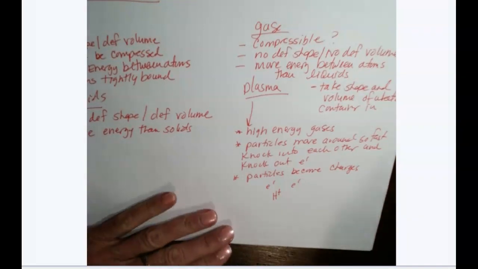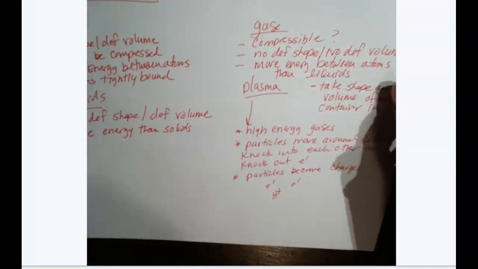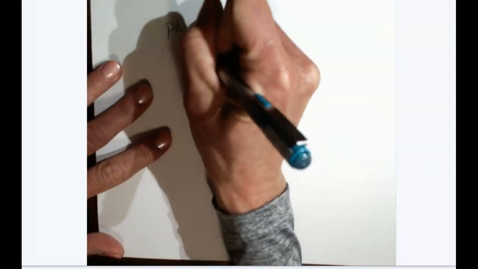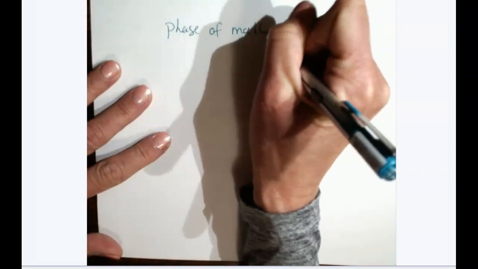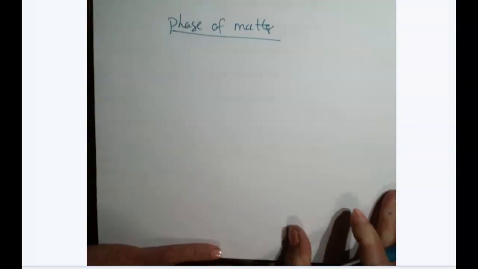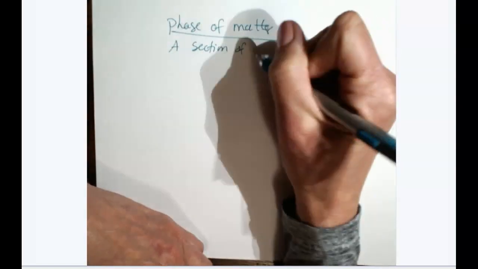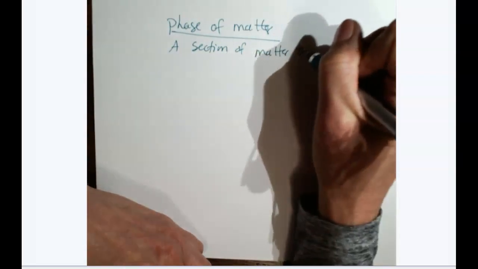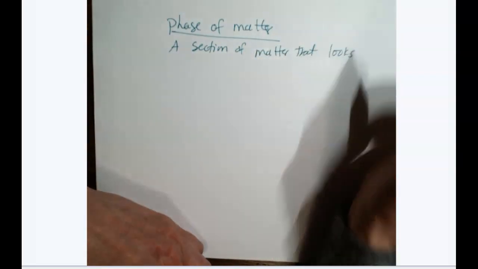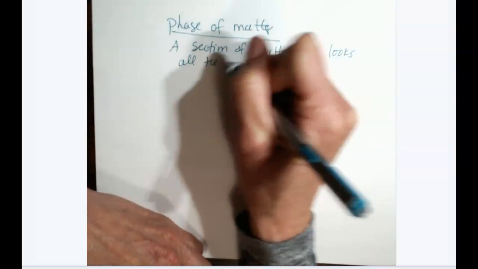Okay, moving on. I do want to talk a little bit about phases of matter, because your assignment actually discusses phases of matter, and I want to tell you the difference between a phase of matter and a state of matter. So, a phase of matter is a section of matter that looks all the same.